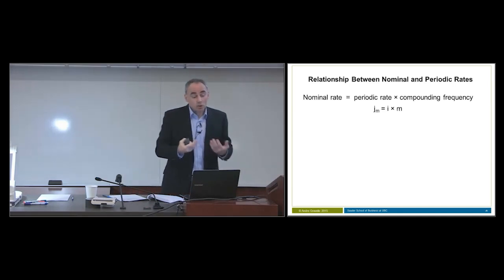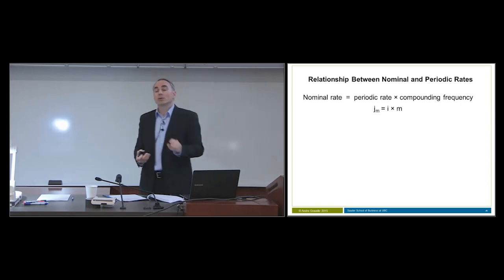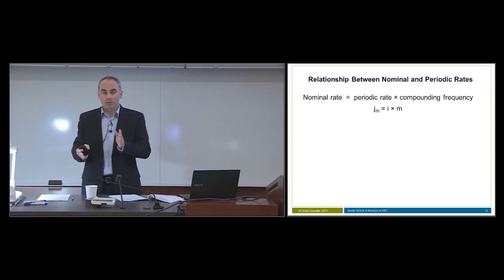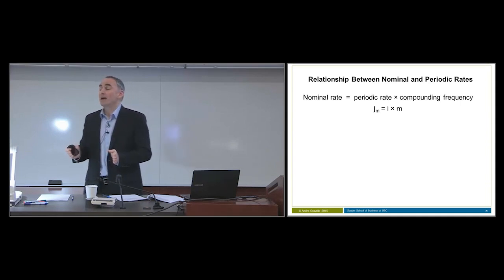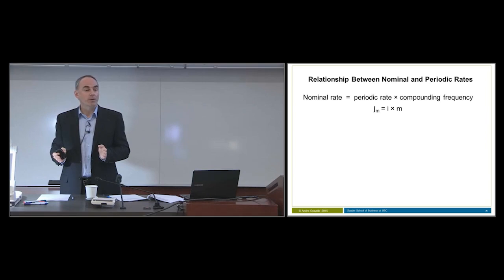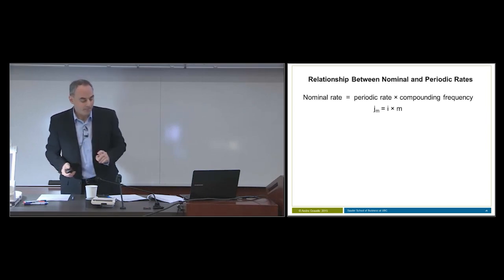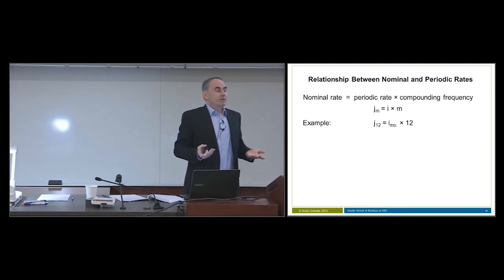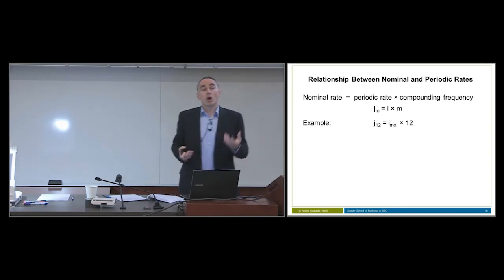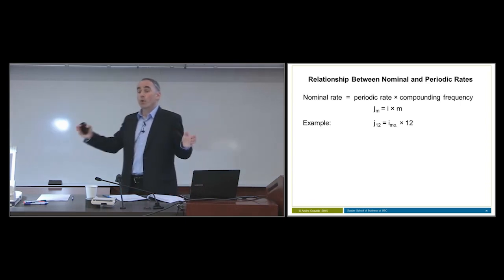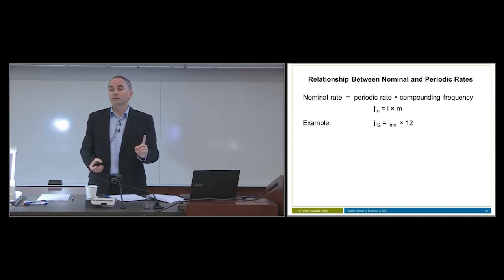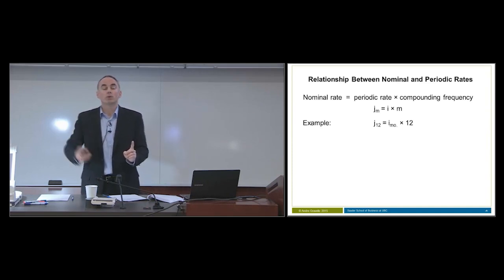So in terms of the terminology, this is the equation. Jm, where m stands for the compounding periods within 1 year. So the nominal rate is equal to the periodic rate times m, which is the number of compounding periods within 1 year. Let's look at an example. Let's look at a j12 example. So we've got j12, a nominal rate with monthly compounding, the rate for the whole year. That's equal to the monthly periodic rate, the rate for one of the months, times the number of months in the year, which is, of course, 12.